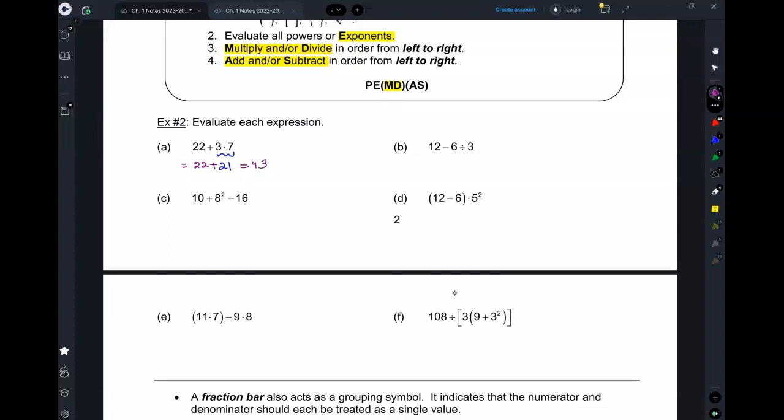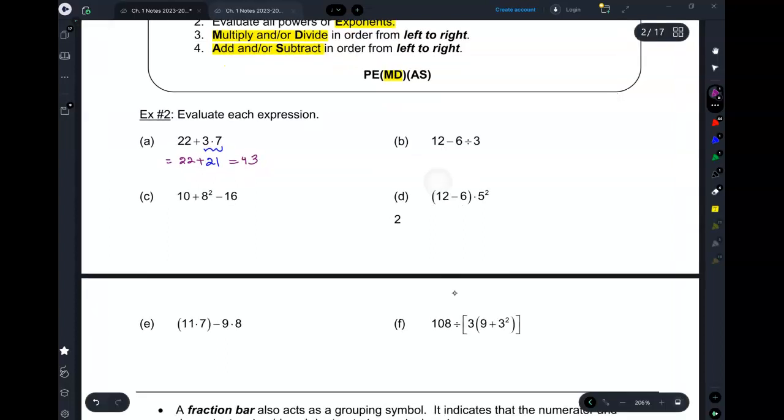Okay? All right, here, which one's going to go first? The division. So this is going to be 12. Okay, so take a look at what I have here. Minus 6 divided by 3. Okay, take the minus with the 6. Minus 6 divided by 3. What is that? Negative 2. So here we get a minus 2, right? And that's going to be a 10. So you do the division first.